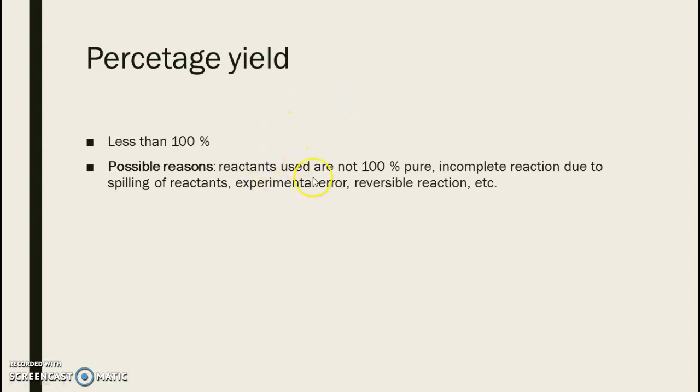Number one, reactants used are not 100% pure. Many times in our school lab, what we have given to you is pure because we purchase it from a chemical company. But in real situations, many things around us are actually in the form of a mixture. Let's say if I'm looking at calcium carbonate, it can be inside a rock and be just one of the components in the rock itself.